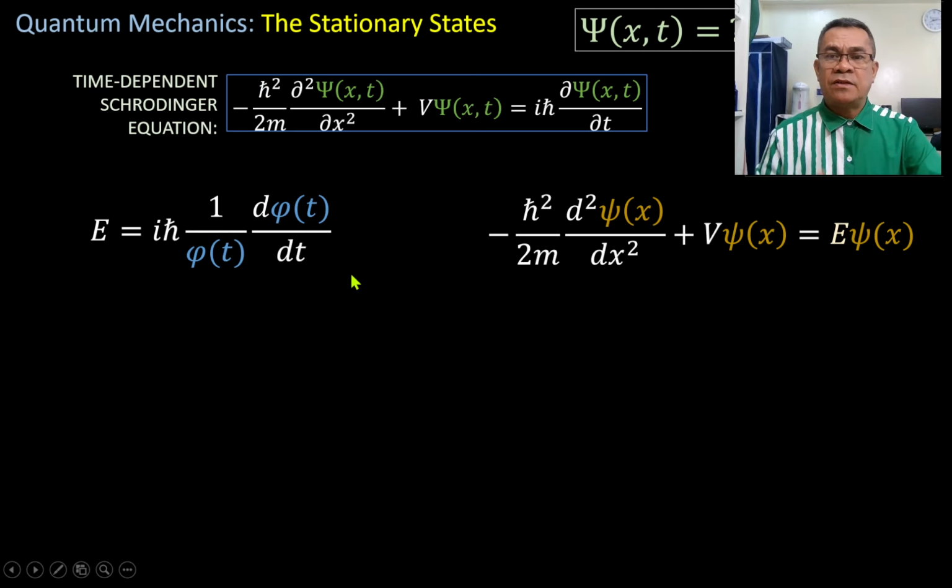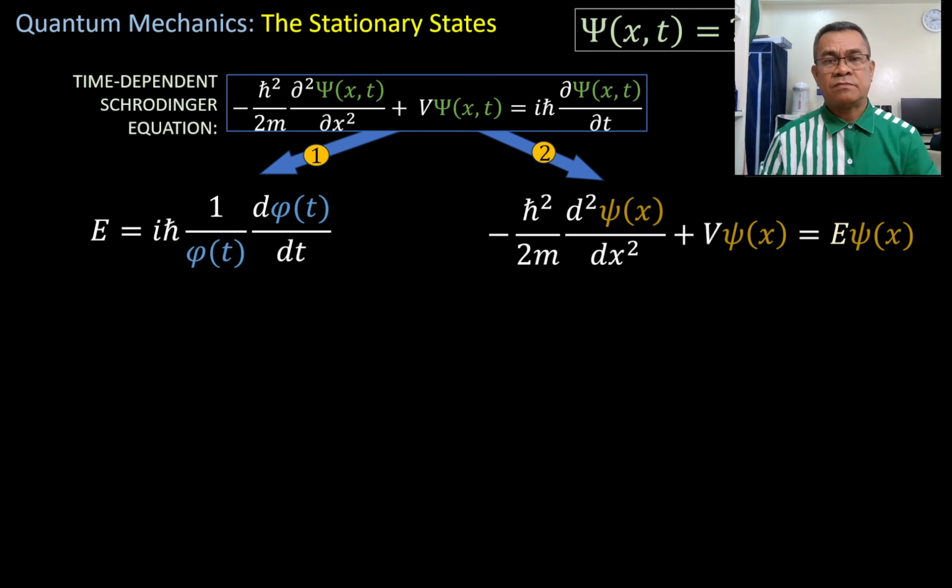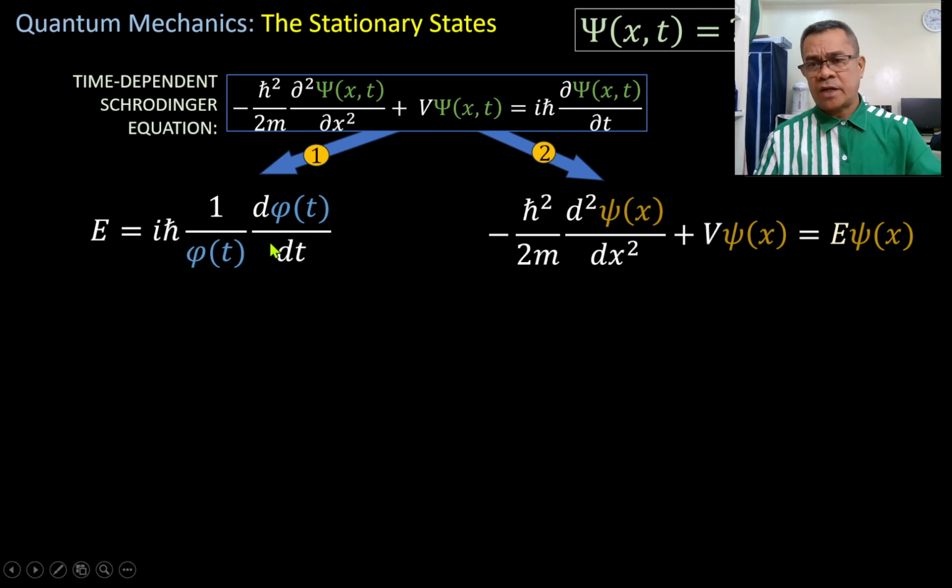Okay? So, in other words, the one equation becomes two, but these two are now handy compared to the time-dependent Schrodinger equation. Comparing the one and two, the one is a very simple differential equation. We can solve right away the phi(t) because in order to solve big psi, we need to solve for the stationary states. Right? We need to solve for psi(x) and also phi(t).